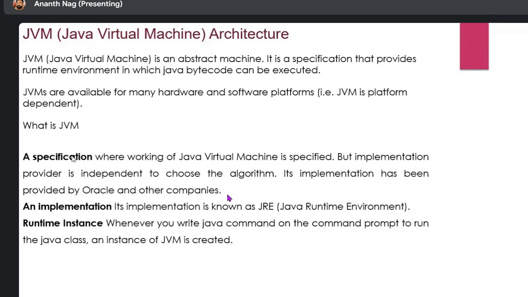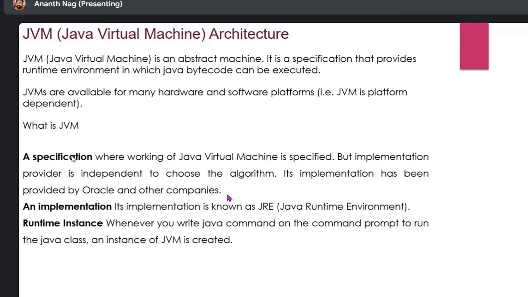Those algorithms are chosen differently by different companies. Oracle has a different version of JDK, and there is OpenJDK. Other companies like Sun Microsystems have their own version of JDK. So the JDK itself comes in different versions. A company can build its own version of JDK, but they have to follow the specification of JVM.